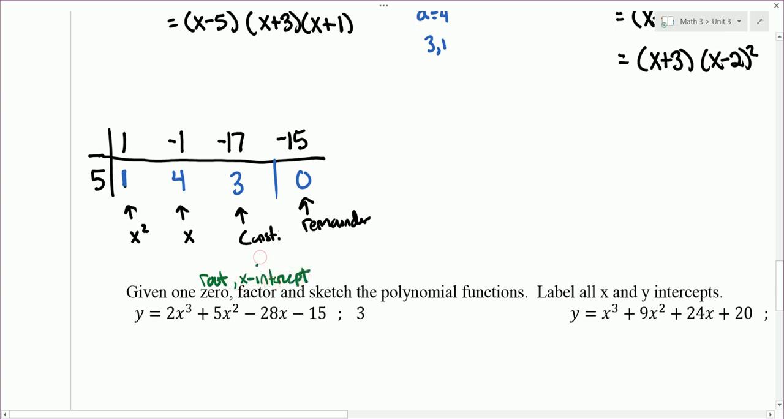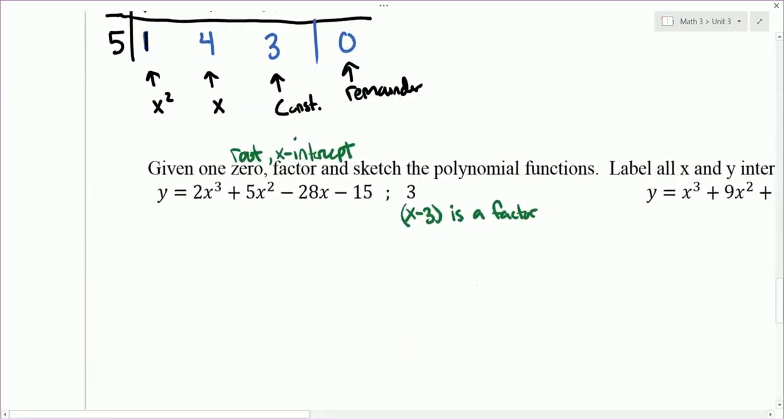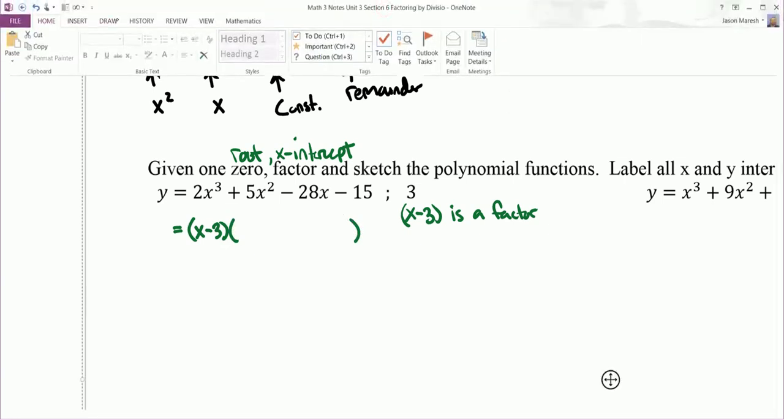Okay, so it's saying that 3 is our x-intercept, or one of the x-intercepts, which means that x minus 3 is our factor. So when we're factoring this, we know this is equal to x minus 3 times something. And like we did in the previous two examples, we can use synthetic division.